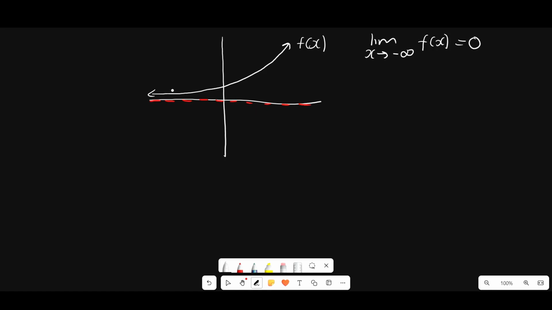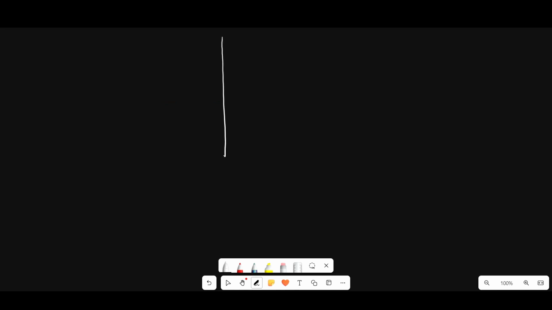Why? Because as x goes to negative infinity, you can see that the graph also approaches 0, the value of 0. I hope this makes sense, but we'll look at this and explain its purpose. You will definitely understand.